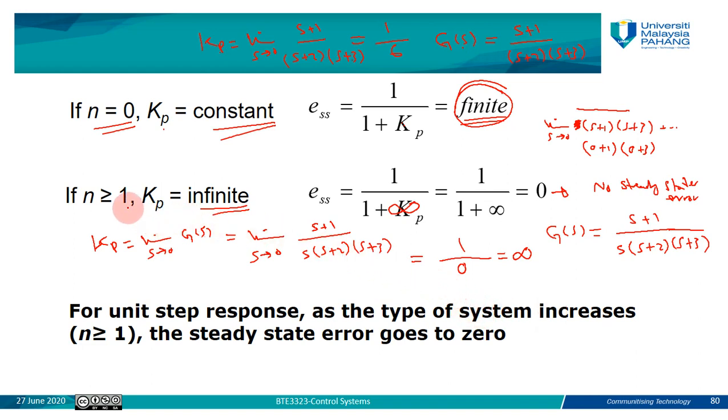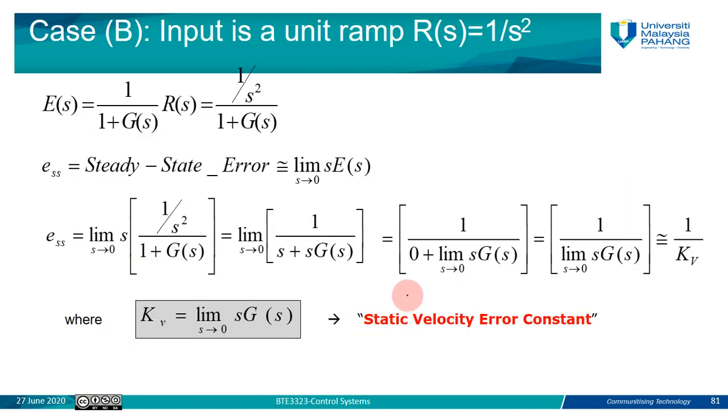So this is whatever the value of s, I mean, the type of system, system 1, system 2, system 3, whatever. Since you have one s here, at least one s, this s will make your denominator equal to 0, make your Kp equal to an infinite number, make your error equal to 0. Okay, so this is for the first case, which is the input is 1 over s, or the input is a step function.